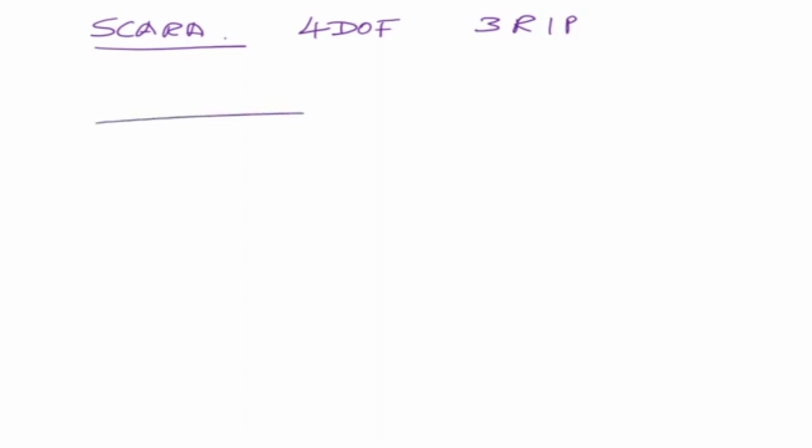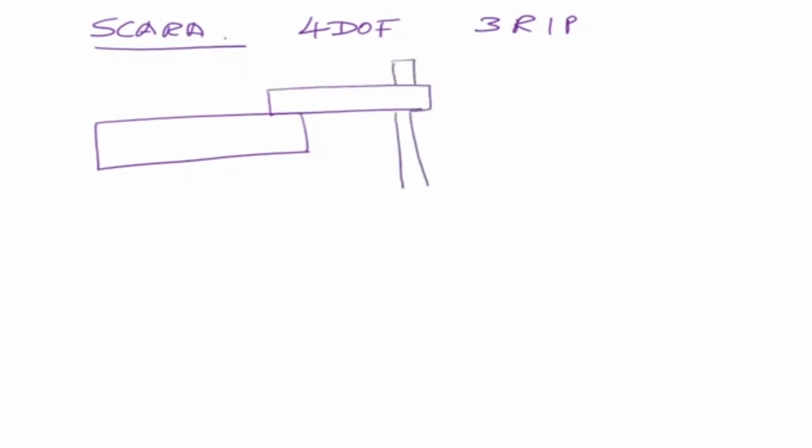Let's look at another example. In this case, we look at a SCARA manipulator. A SCARA manipulator has 4 degrees of freedom, and it has 3 revolute joints and 1 prismatic joint. I will very quickly draw a SCARA manipulator. We had explained a SCARA manipulator earlier, that is used for electronic assembly. So this is our SCARA manipulator having 4 degrees of freedom.